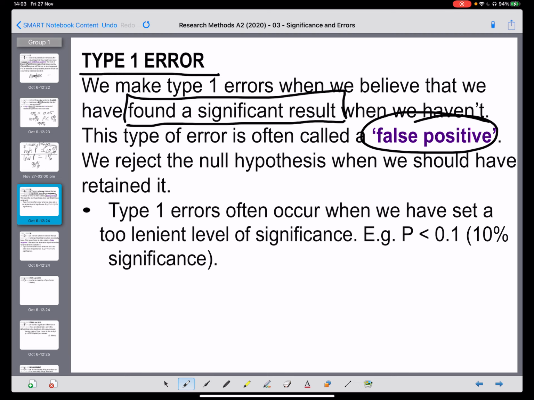And so when we have a false positive, we reject the null hypothesis when we should have retained it. In other words, I've generated a hypothesis, I've now found significant data, and so therefore I accept my hypothesis and reject the null hypothesis. So it says here, for example, that this happens when we're too lenient. For example, P is less than or equal to 0.1 or 10%.